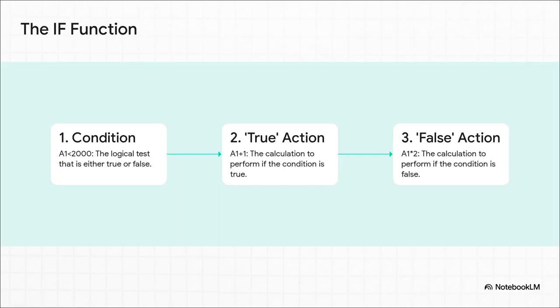Let's break it down. Part 1 is the condition. The spreadsheet looks at cell A1 and asks, is this number less than 2,000? That's our true-false question. Part 2 is what to do if it's true. Add 1 to the number. And part 3 is what to do if it's false. Multiply the number by 2. See? A question, a yes answer, and a no answer.